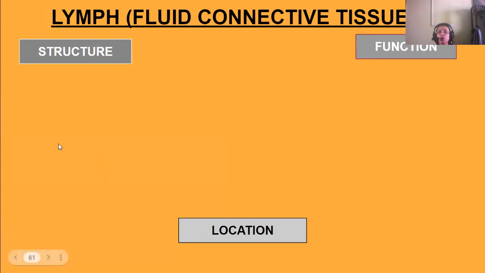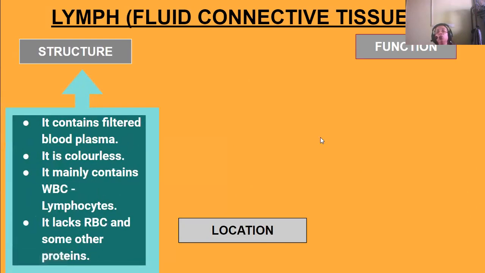Next, we are coming to lymph. Now, what is lymph? Lymph is also a fluid connective tissue. It contains some filtered blood plasma. We know that blood plasma is present in the blood, but the solid portion of the blood is kept inside the blood vessels only, and the yellowish fluid that comes out of the blood vessels is the lymph. So it contains filtered blood plasma.